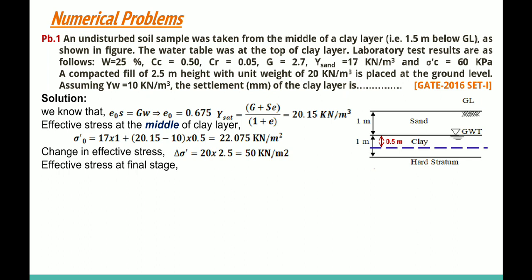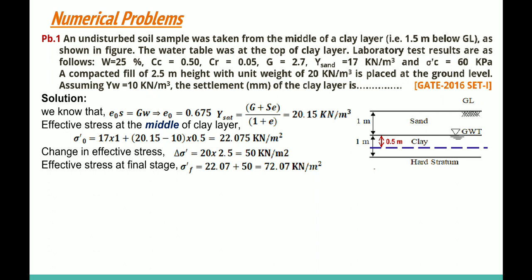So now we can calculate the final effective stress, or effective stress at the final stage. Initially it was 22.075 and the change is 50. So now we can calculate the final, that is 72.07, right? Now you can see that consolidation occurs when the effective stress changes from 22.07 to 72. But this clay layer has already had some experience of pressure, the pre-consolidation pressure, that is 60 kilopascal, in the past.